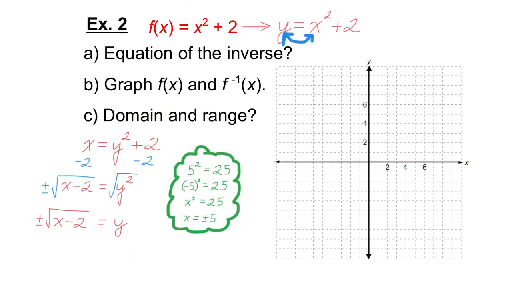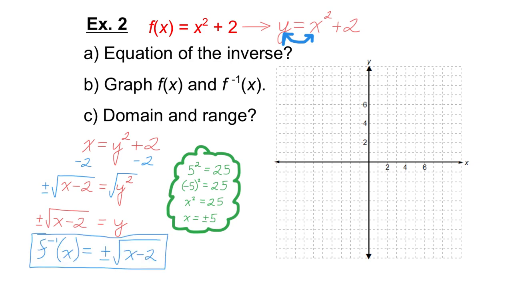So back to the example, the equation of the inverse of this function, I swap x and y, I isolate for y, so now I know that the inverse of the function is the positive or the negative square root of x minus 2. So we finally got part A, we got the equation of the inverse, here it is. Part B, graph f of x and the inverse. Well, let's start with graphing f of x. It's x squared plus 2.